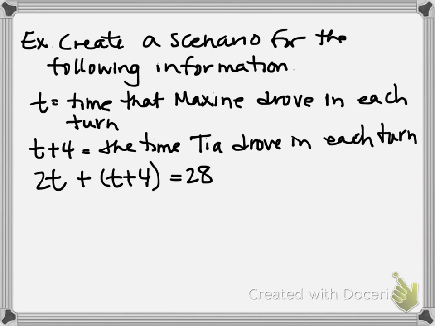It does represent the total time that she drove. What else does it tell you about Maxine? Which means what? She had 2 turns, right? She drove twice. And then what about the T plus 4?